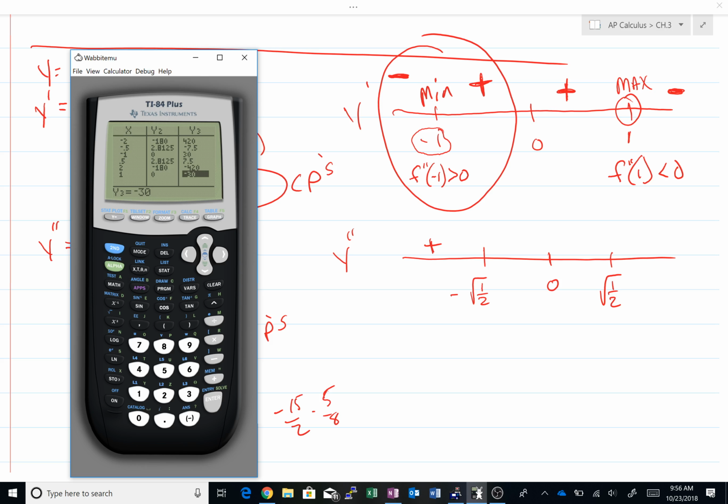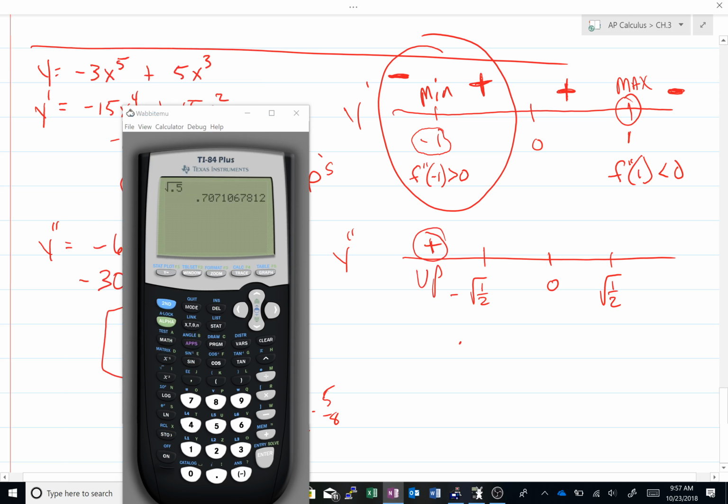Let's pick a value in between 0 and that. Let me find the exact decimal equivalent of square root of 1/2. Okay, 0.707. So I've got to find something, so we can just use 0.1. I'm going to go back over here and pick a value in this interval right here, so I'm going to pick -0.1. Let's go to the third column here. I get a negative here, so I'm concave down here.